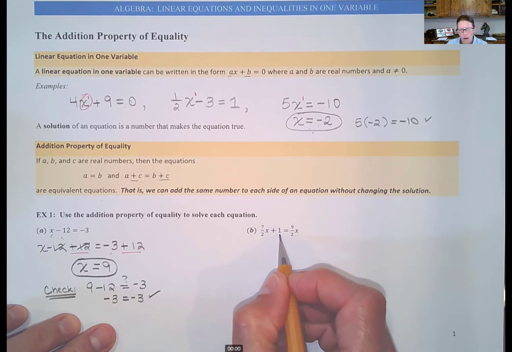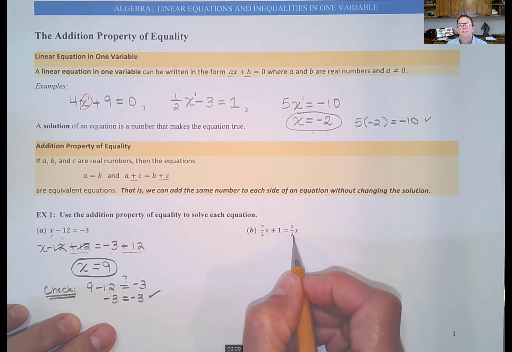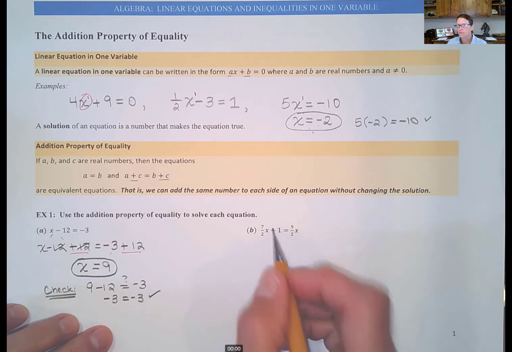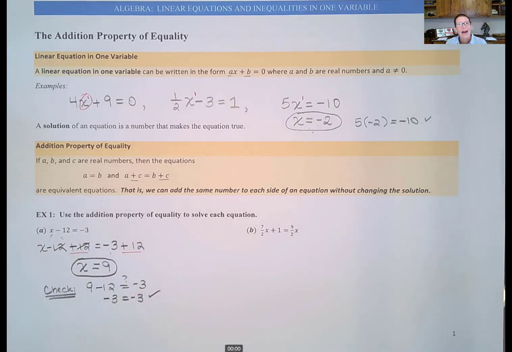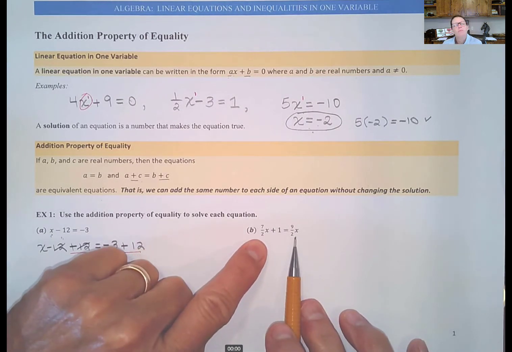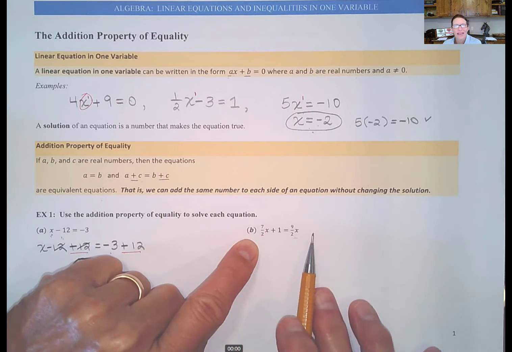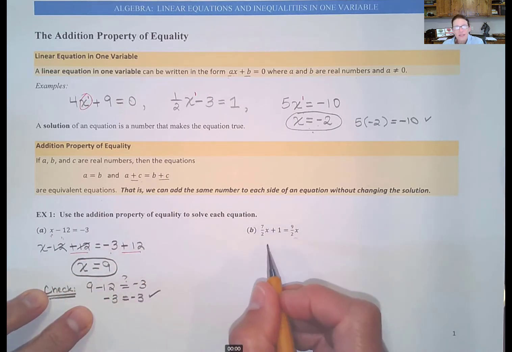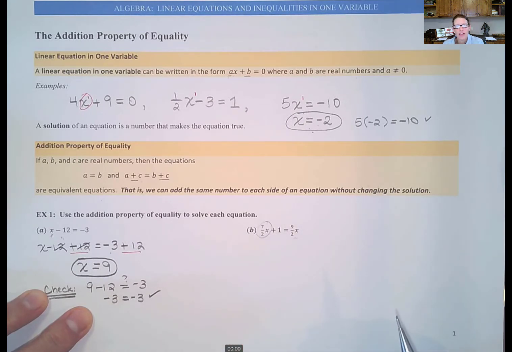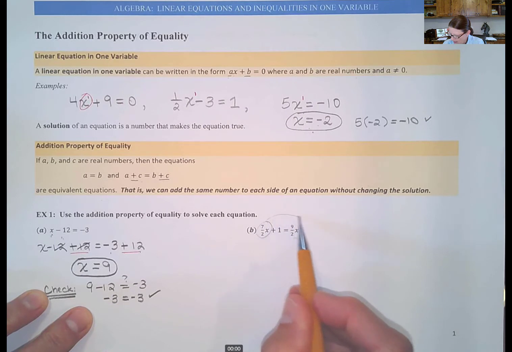Well, let's look at another one in part B. 7/2 x plus 1 is equal to 9/2 x. Now this has fractions, but don't let that stop you from just moving forward and isolating the variable x. Now we see the x term on both sides, so let's do something that's going to move the x terms to the same side. Okay, so how about we subtract 7/2 x from each side, and that's essentially going to transfer it over to the right. Here we go.